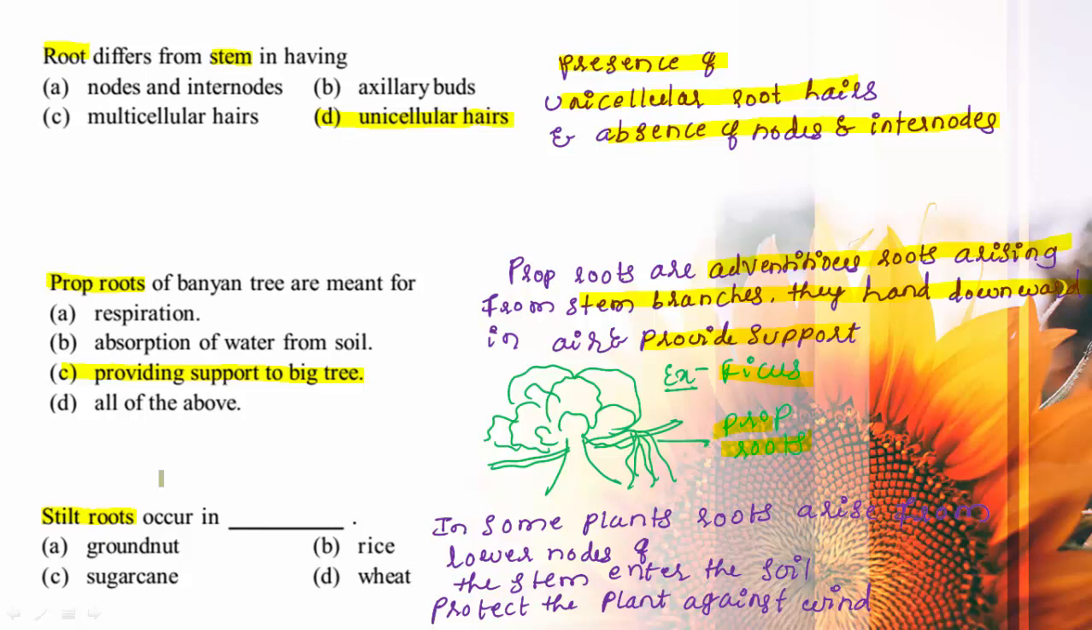They reach the soil, they protect the plant against the blowing wind. When wind blows very fastly, it may tilt the entire plant body, and protection against the wind is provided by stilt root. So, which is the example for having stilt root here? The stilt root is produced in case of sugar cane. In case of sugar cane, you can see the growth of stilt root. Then coming to the next question.